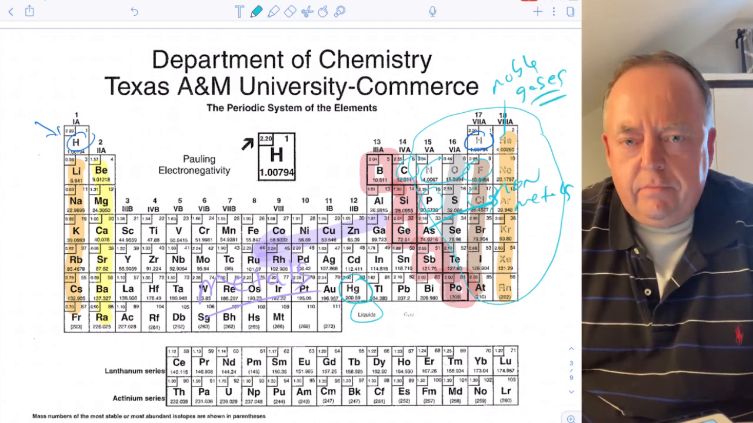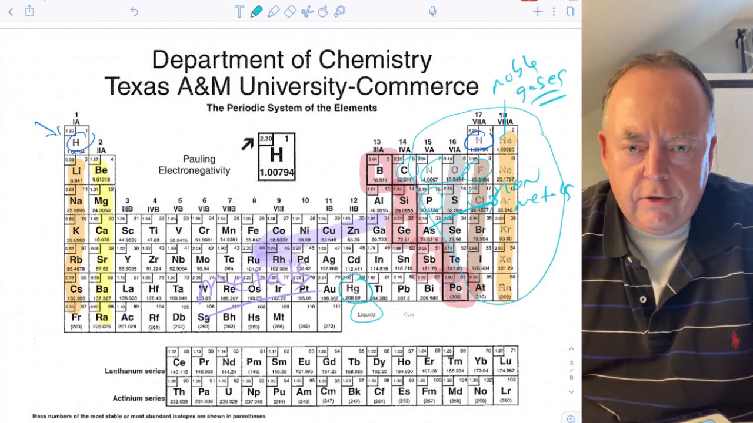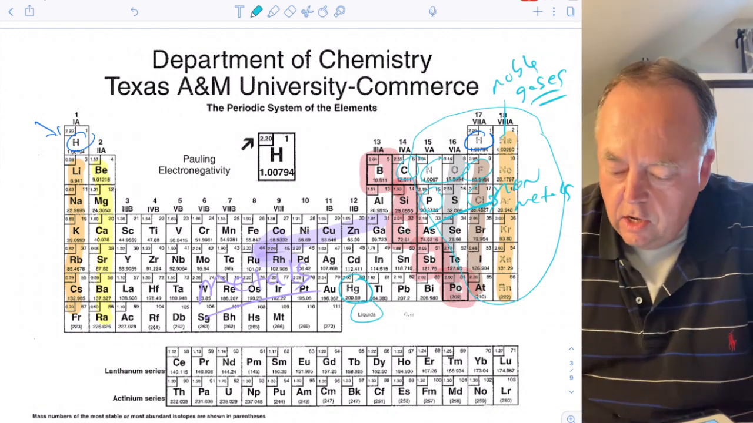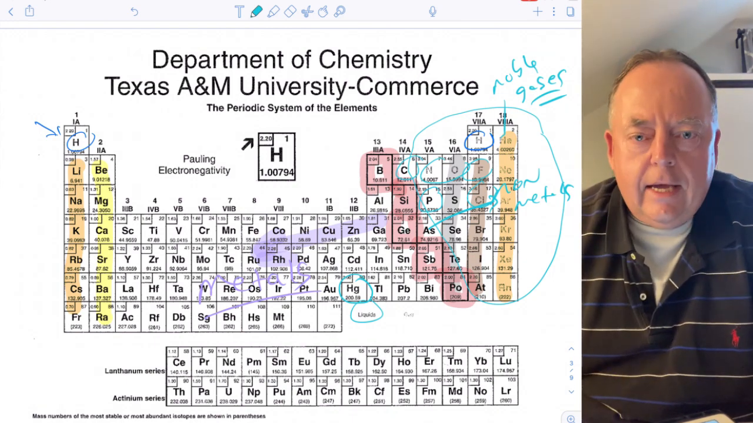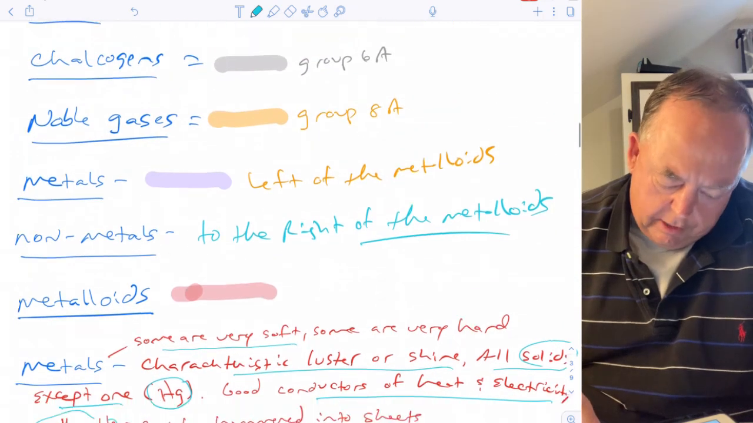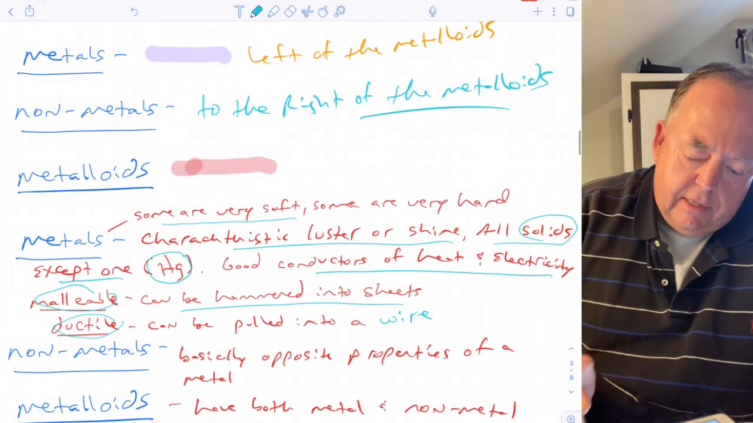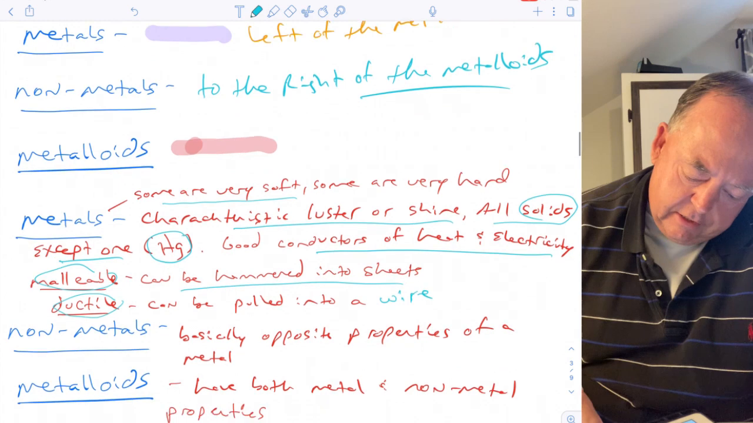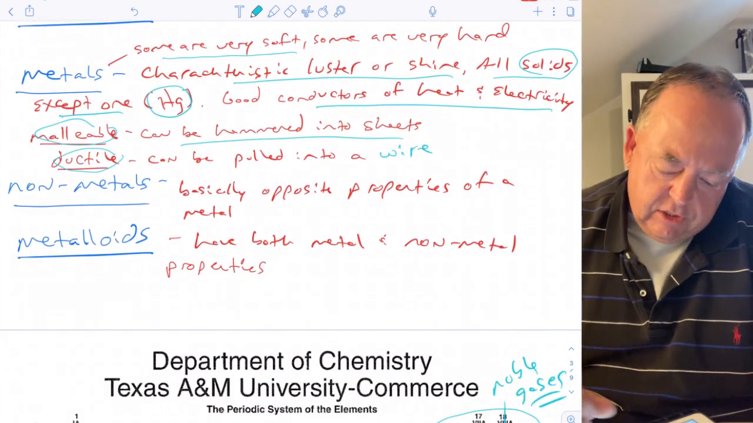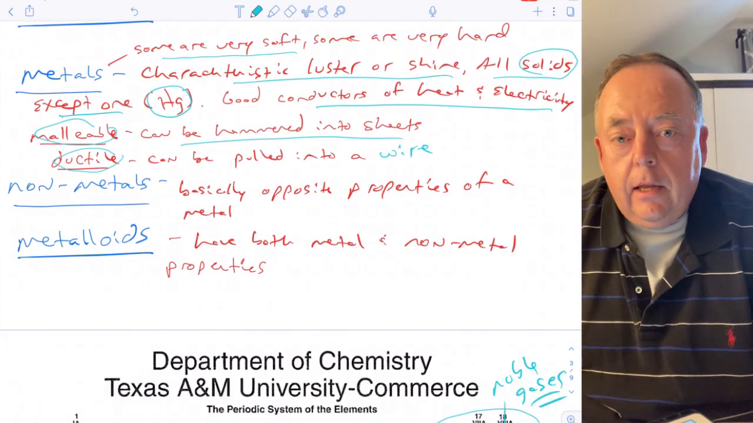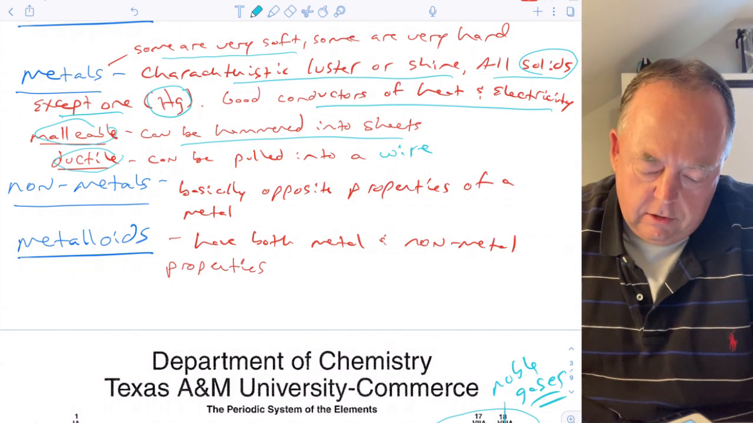Well, obviously they would be gases, right? Because they're called the noble gases. So helium, neon, argon, krypton, xenon, radon are all gases. Okay, and so the metalloids basically have some metal-like properties and some non-metal-like properties, and they can sometimes depend on temperature.